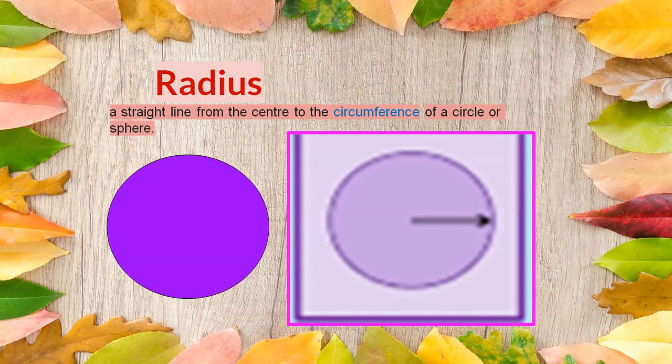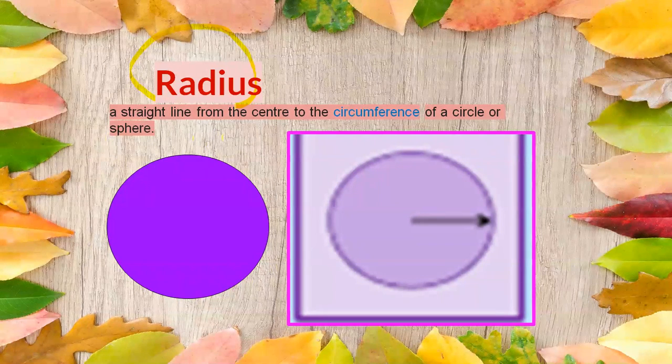Okay, let's suppose I have a circle. So, what is the meaning of a radius here? A straight line from the center to the circumference of a circle or sphere. Both are round. Okay. What is the meaning of the circumference? The boundary wall is known as the circumference.